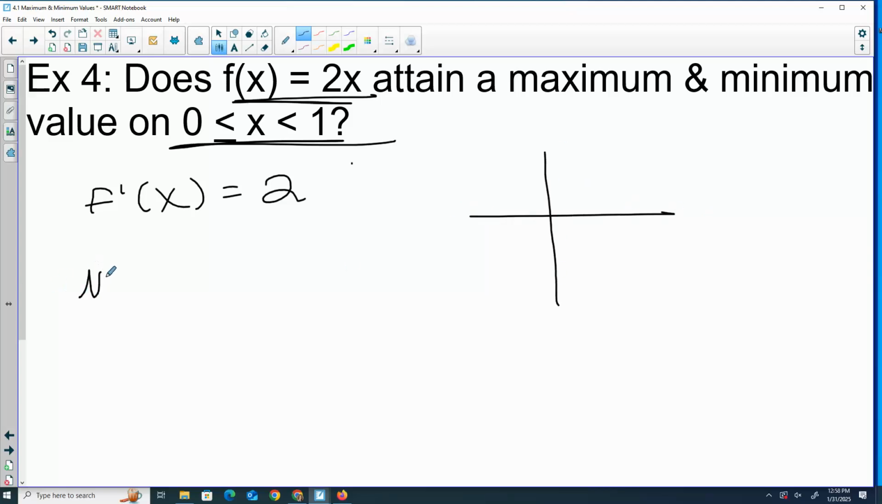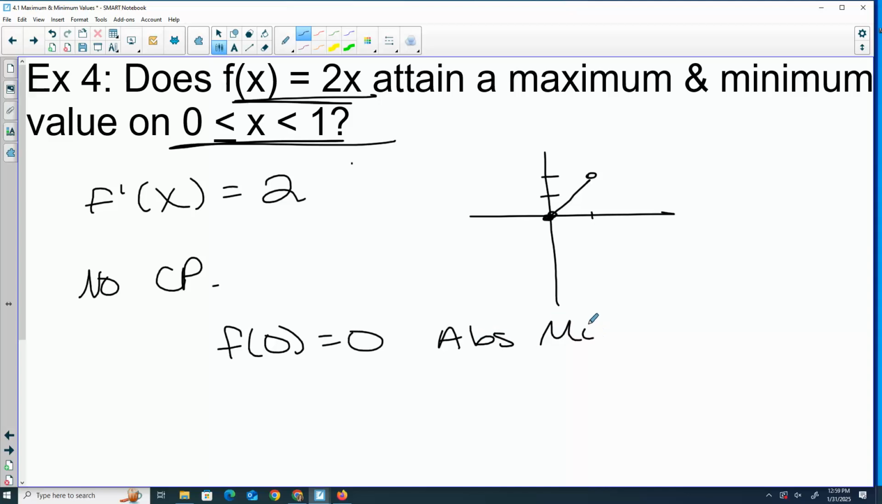So we know there's no critical points right now, so my max and min have to happen at endpoints. If I put in 0, we get 0. But when I put in 1, we get 2. But if it's not equal to, it would be an open circle. So does this have a max? No. On this one, 0 is my absolute min. There is no absolute max.